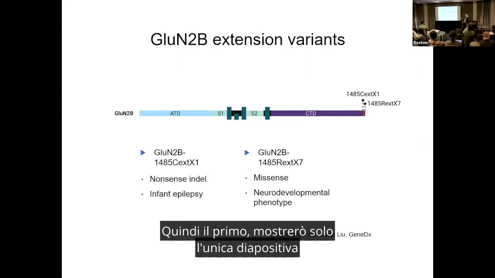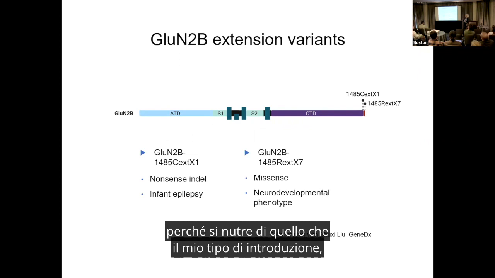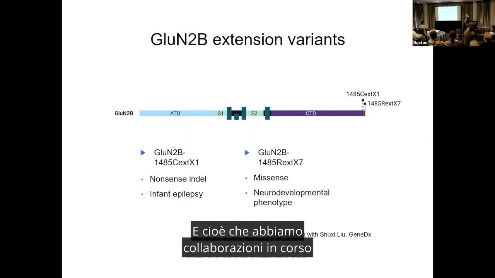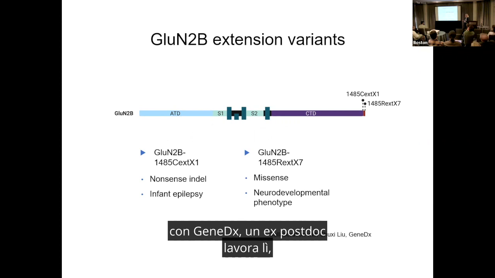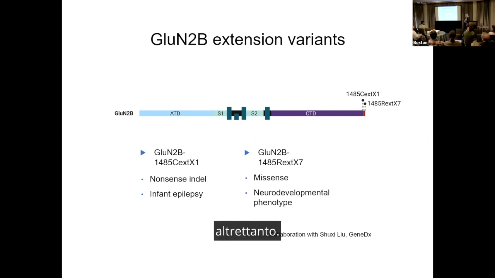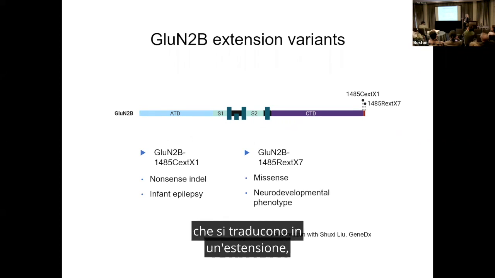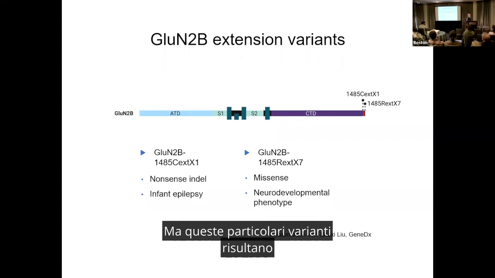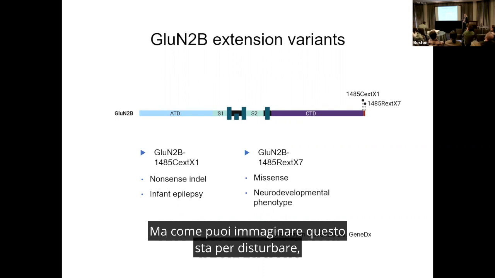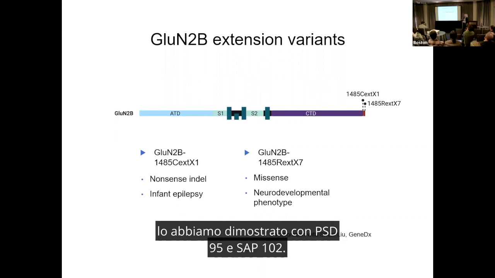So for the first one, I'm just going to show one slide because it feeds into my intro. We have collaborations going on with GeneDx. A former postdoc works there. I'm sure some of you in the audience do as well. And for this one, they have 2 patients in their databases, these are not published, that have variants that result in an extension, which I find completely fascinating. So the last 15 amino acids of 2B are completely intact, but these particular variants result in either a 1 or 7 amino acid extension. We've started doing some experiments. It's not a complete story, but as you can imagine, this is going to disrupt binding. We've shown that with PSD95 and SAP102.